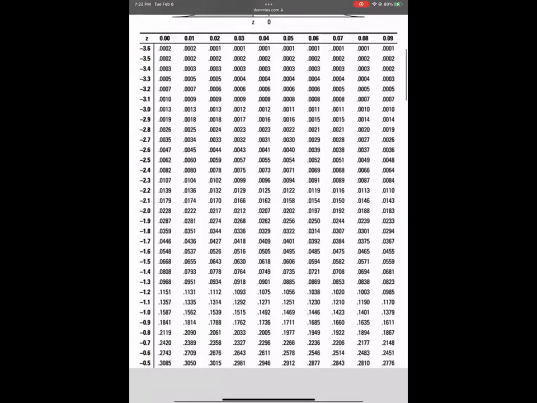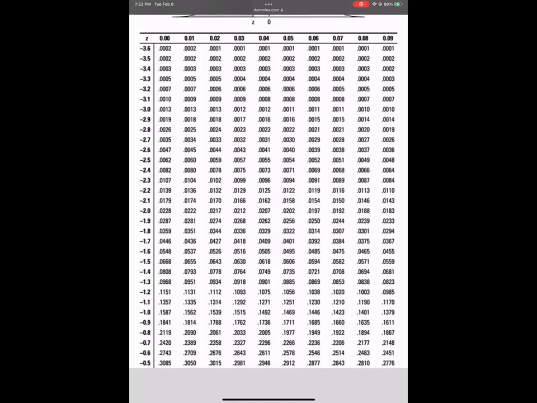So now I'm going to go here to negative 0.88785. It'll be approximately, at least, negative 0.88, which is 0.1894, and negative 0.89 is 0.1867. I'm somewhere in between them, but which one am I closer to? The 9, by a significant margin, right?